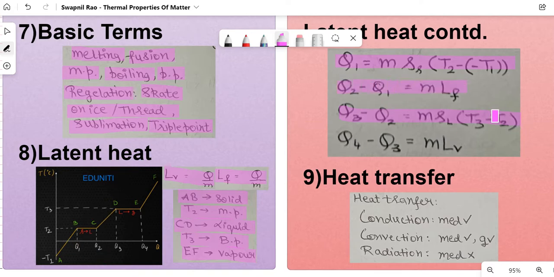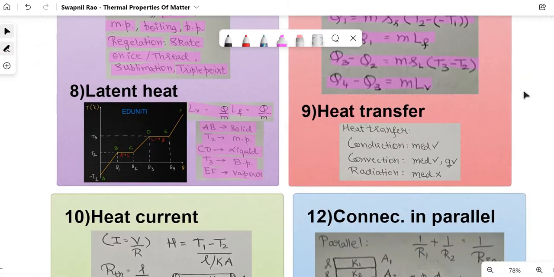However, the thing which you have to know is Q2 minus Q1 is going to be MLF, which means the latent heat of fusion, because it is obviously melting, right? As you can see over here, Q4 minus Q3 will be equal to MLV, and that would be latent heat of vaporization. So the formula which I just mentioned, I have just used it over here. So that would be latent heat. You can use these equations to solve questions. Solving questions will give you an idea.